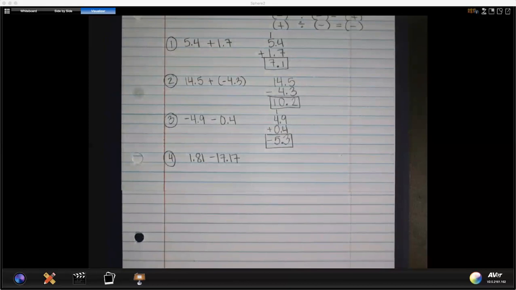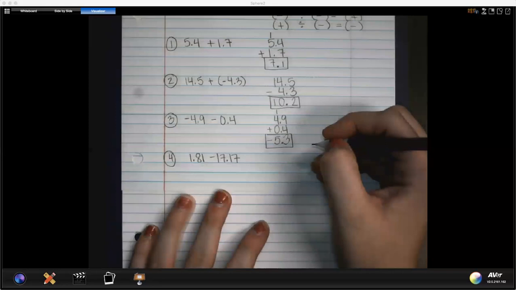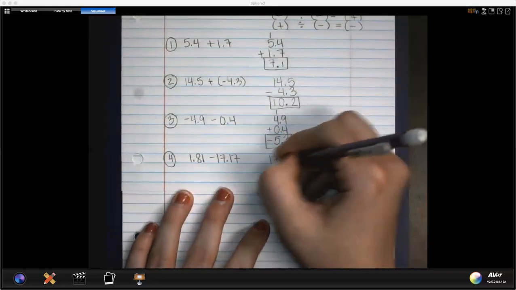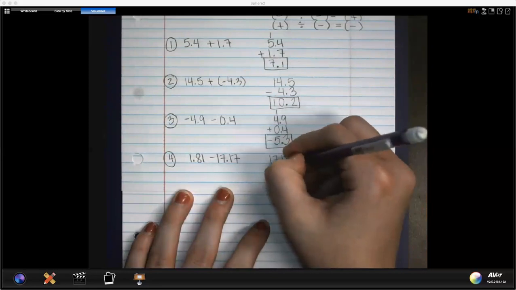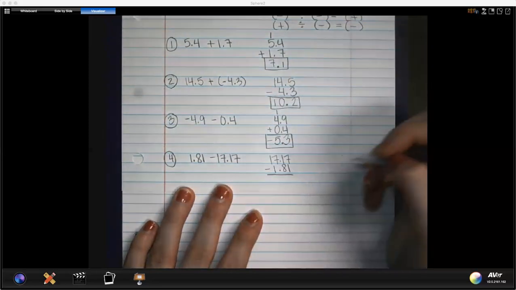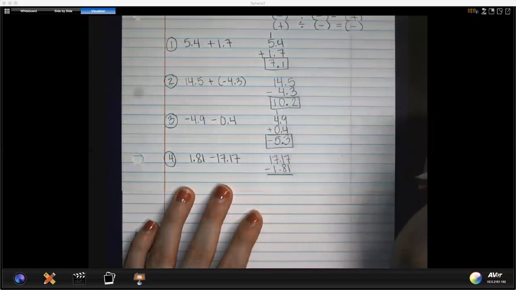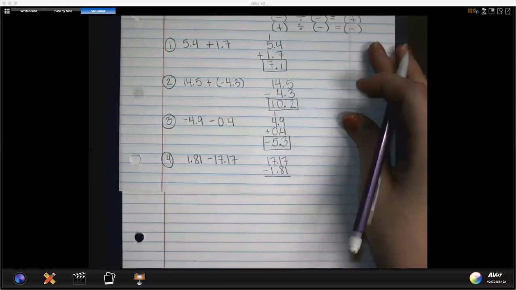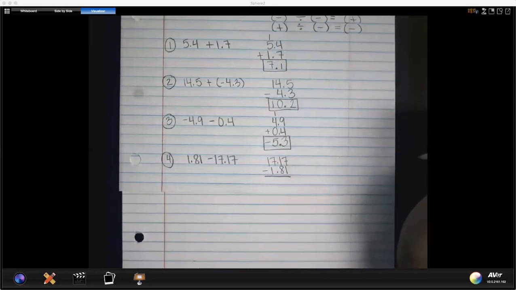Okay, so I think it's 17.7 minus 1.8. You can't do this on a zero. You have to put that. 11 minus 8 is 3. Then put the rest of that. 7 minus 1, which is 6.